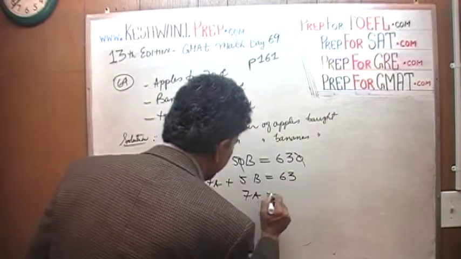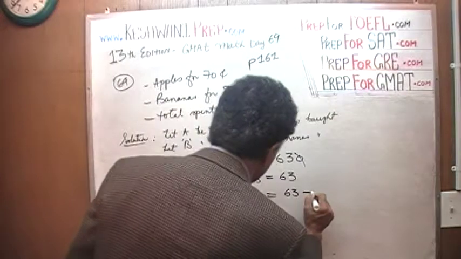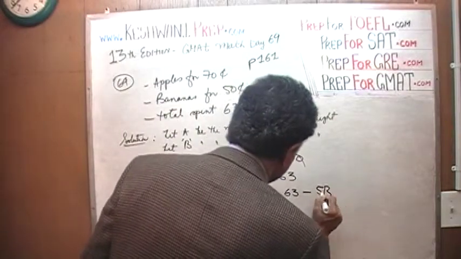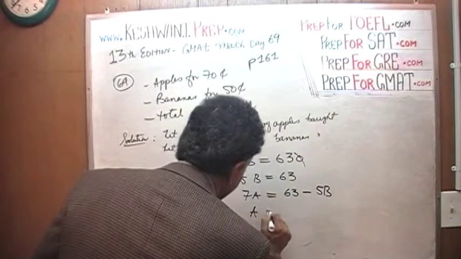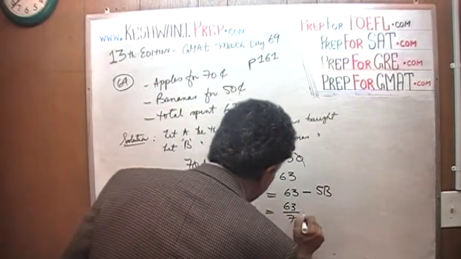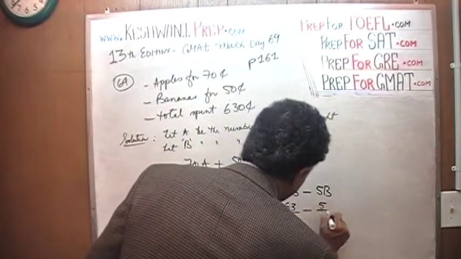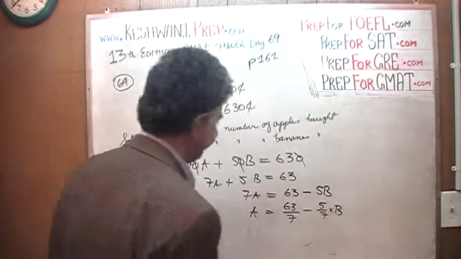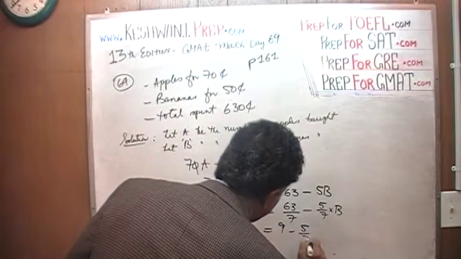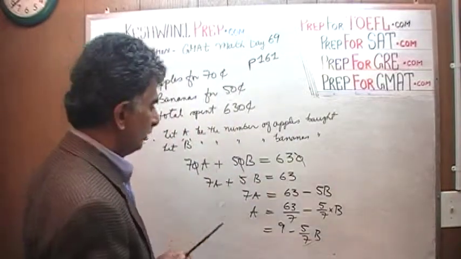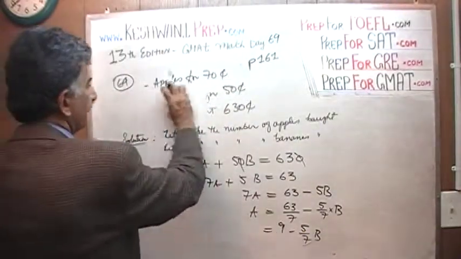7A equals 63 minus 5B. So far so good. Let's divide the entire equation by 7, and A equals 63 divided by 7 minus 5 over 7 times B. 63 divided by 7 is 9, so it's 9 minus 5 over 7 B. I'm going to continue here. Let's continue up here.